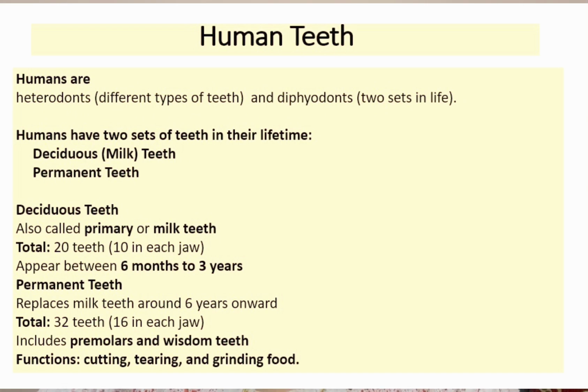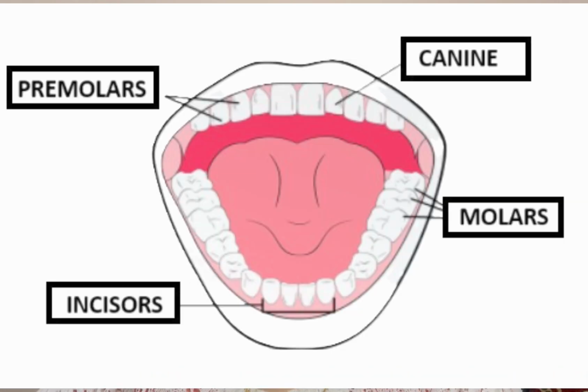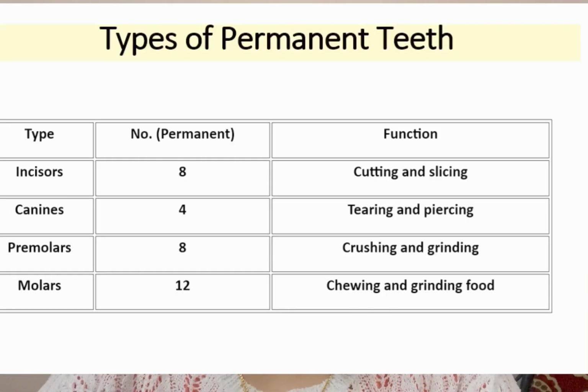Permanent teeth are of 4 types: incisors, 8 in number, used for cutting and slicing; canines, 4 for tearing and piercing; premolars, 8 for crushing and grinding; molars, 12 for chewing and grinding food.